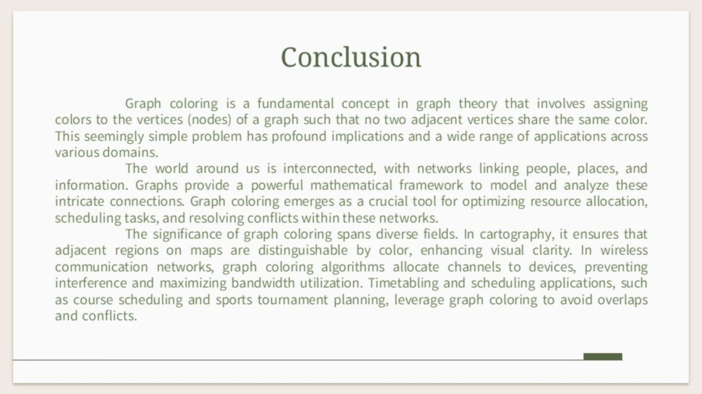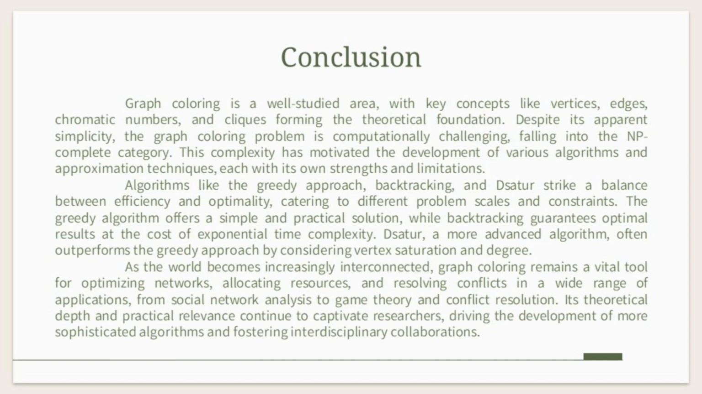The significance of graph coloring spans diverse fields. In cartography, it ensures that adjacent regions on maps are distinguishable by color, enhancing visual clarity. In wireless communication networks, graph coloring algorithms allocate channels to devices, preventing interference and maximizing bandwidth utilization. Timetabling and scheduling applications, such as course scheduling and sports tournament planning, leverage graph coloring to avoid overlaps and conflicts. Graph coloring is a well-studied area, with key concepts like vertices, edges, chromatic numbers, and cliques forming the theoretical foundation.